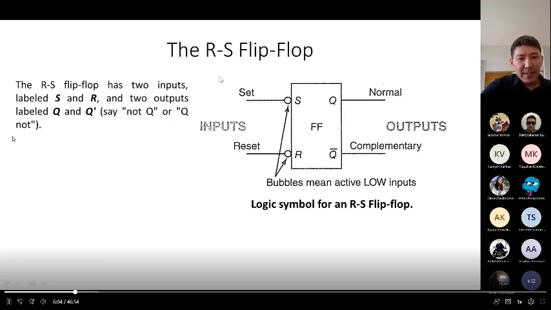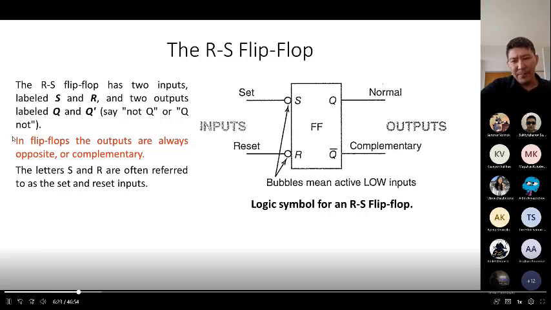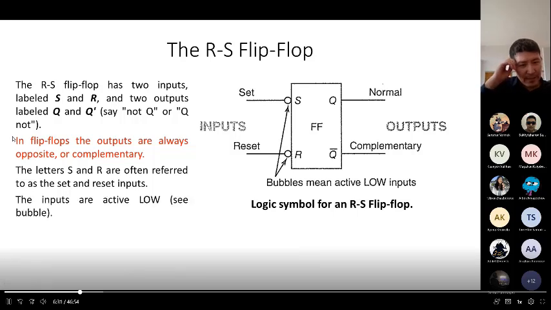You need to know that the RS flip-flop has two inputs. I mentioned S and R. S is set and R is reset. And Q and not Q. In flip-flops, the outputs are always opposite or complementary. I mentioned this already. It's also clear from this diagram. So what do S and R mean? And I also mentioned that the inputs are active low. You need to know that when we see this bubble at the input, it means that we activate by low, by 0.